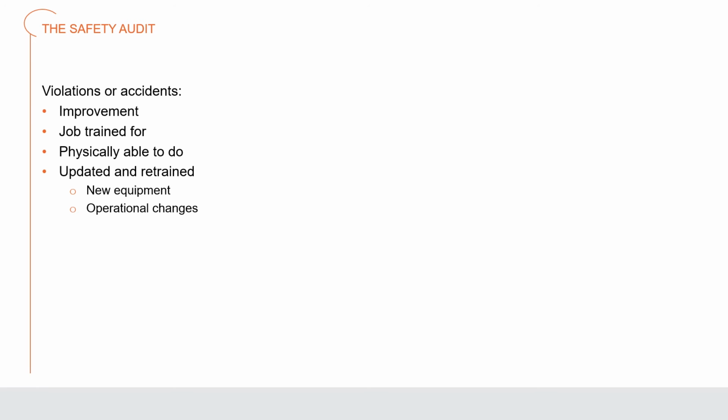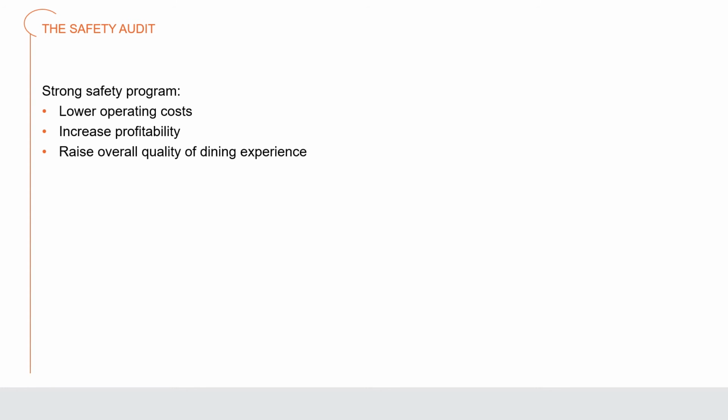When violations or accidents occur, it can mean that the safety program needs improvement. People should only do jobs that they have been trained for and are physically able to do. The staff should be updated and retrained whenever new pieces of equipment are purchased or major aspects of the operation change. A strong safety program can lower operating costs, increase profitability, and raise the overall quality of the dining experience.